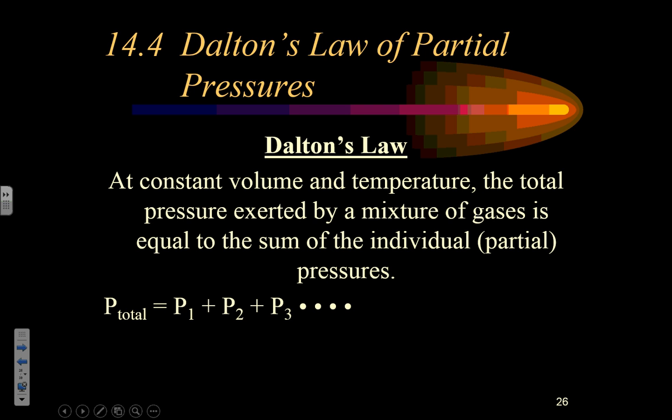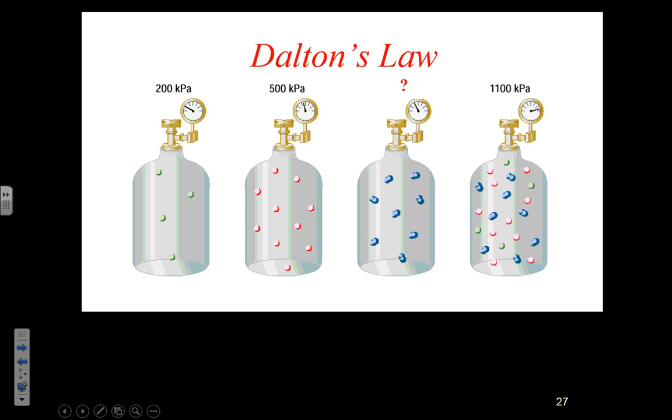It's a fairly simple mathematical law. One plus another has to equal the total. So if I know three of the four, say they gave me the total pressure and P1 and P2, I could solve for P3. And remember, this keeps going. If I have five gases mixed together, it would be P1 plus P2 plus P3 plus P4 plus P5 would equal P total.